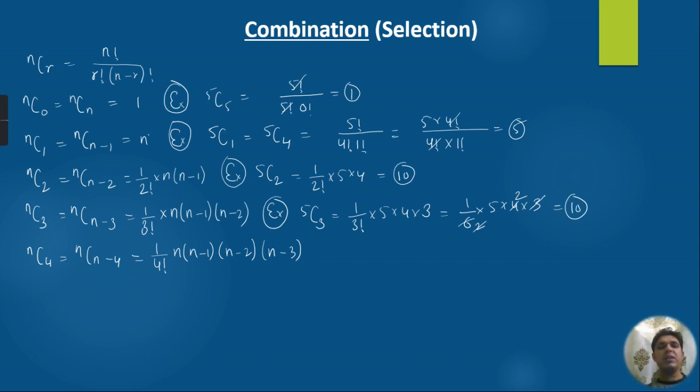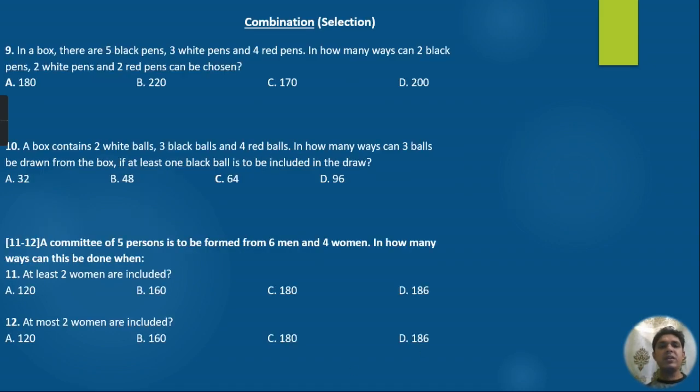So you can simply use this in the question, right? Okay, talking about the question we have, first question. The question is question number 9. In a box there are 5 black, 3 white, 4 red pens. In how many ways can 2 black pens, 2 white pens, 2 red pens be chosen?